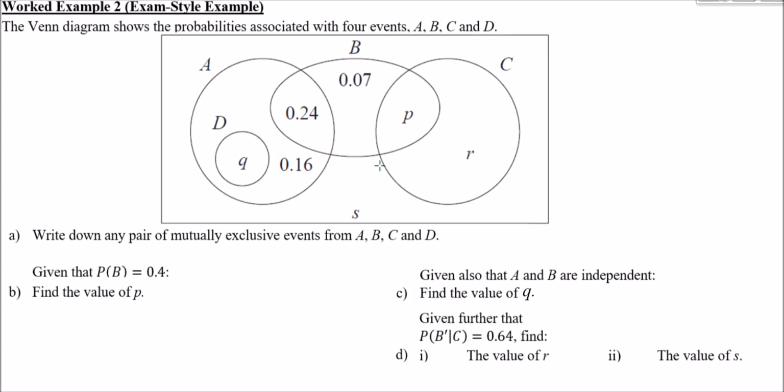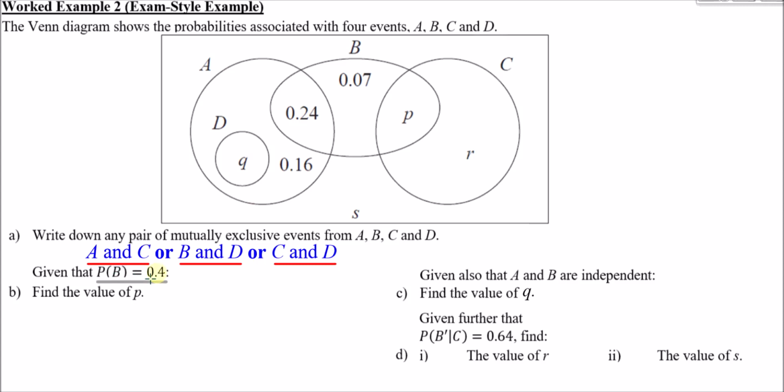So we can see here A and C would be candidates because A and C don't overlap. B and D would also work because B and D don't overlap. And also D and C are entirely separate, so D and C would also be mutually exclusive. So there's 3 different possibilities to select from for part A. We could say A and C, or B and D, or the final option, events C and D are mutually exclusive. Now for part B, we're given that the probability of B is 0.4.